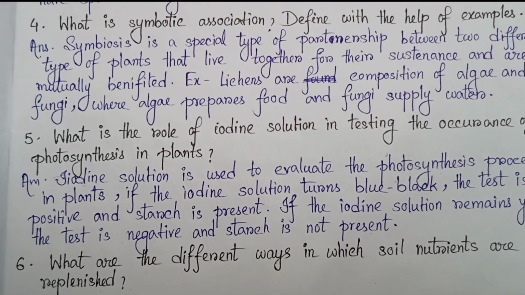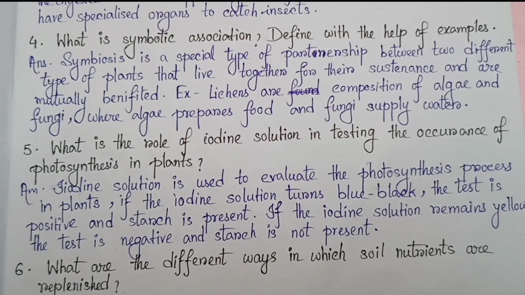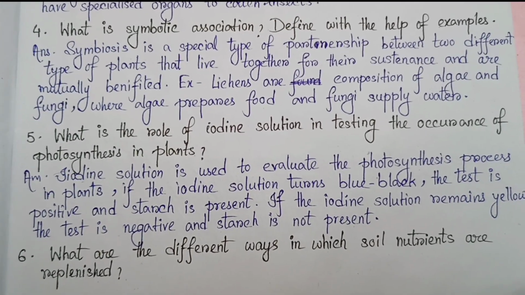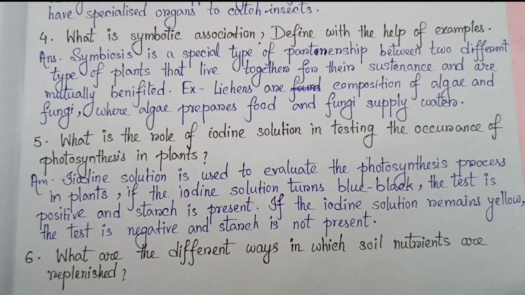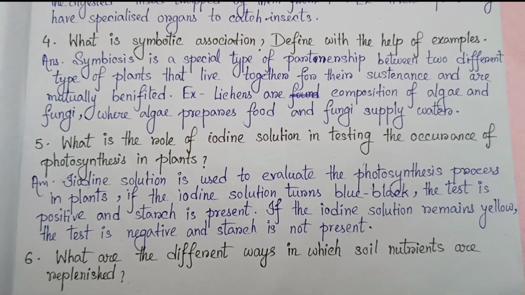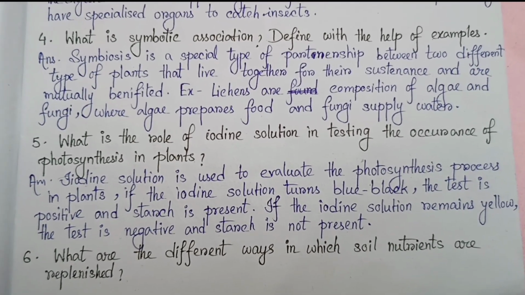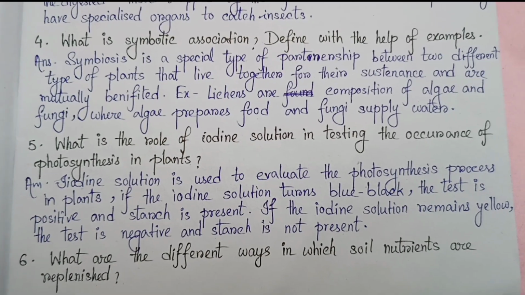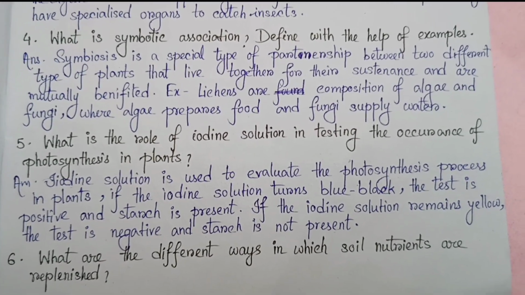Number 5. What is the role of iodine solution in testing the occurrence of photosynthesis in plants? Iodine solution is used to evaluate the photosynthesis process in plants. If the iodine solution turns blue-black, the test is positive and starch is present. If the iodine solution remains yellow, the test is negative and starch is not present.